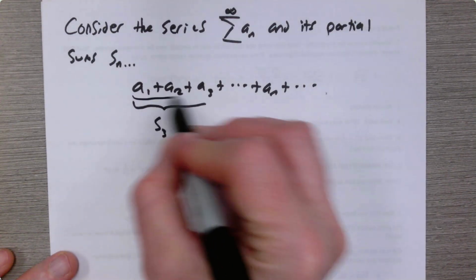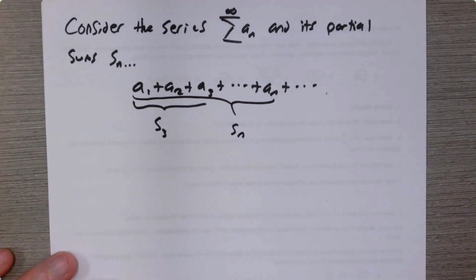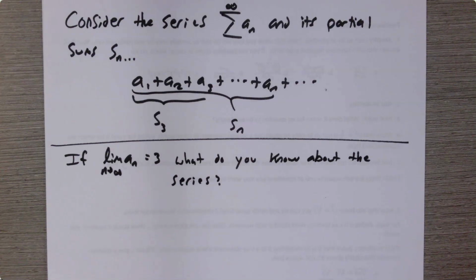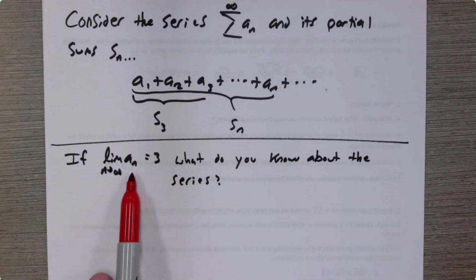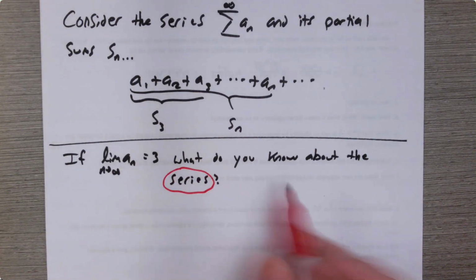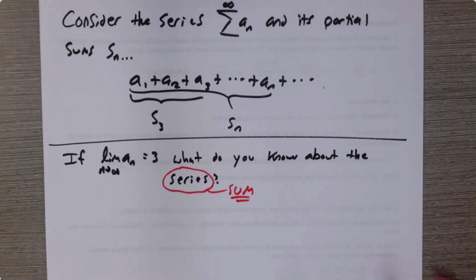Let's see how to notate this. This would be the nth partial sum, is the sum of the first n terms. Okay, so we've got this in our minds. So if we know that the limit as n approaches infinity of a sub n is 3, what do we know about the series? So first of all, what am I asking about? The series. And the series is asking about the sum as a whole.